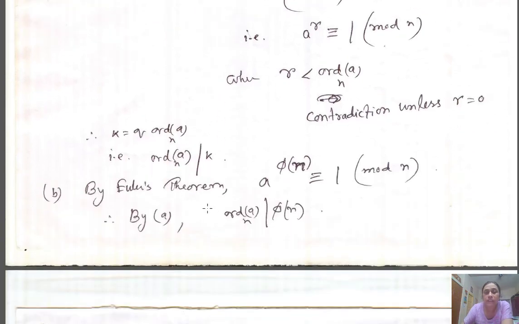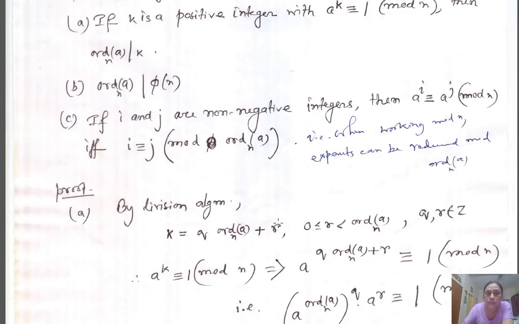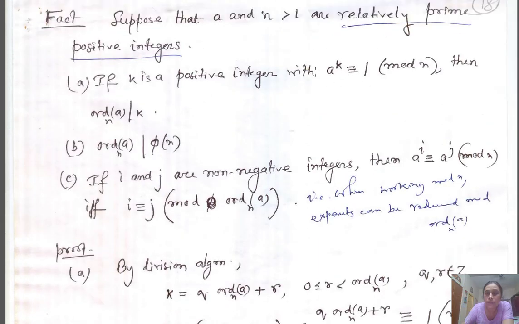And the second result is just straightforward. By Euler's theorem we know if A and n are co-prime, then A to the power phi n is 1 modulo n. Take this phi n to be k. I am getting a relation by Euler, A to the power phi n is congruent to 1 modulo n. So by the previous result, the order of A modulo n must divide phi n. And the next result is also very straightforward.